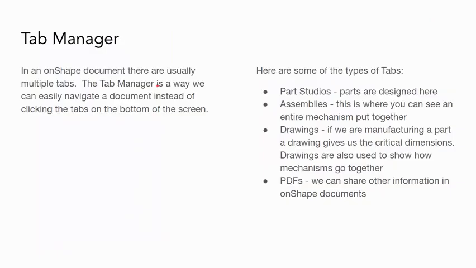And as I mentioned, a typical document has lots of different screens. Some of the tabs that we use are Part Studios. That's where individual parts are designed. There's assemblies, and that's where you can see the parts put together so you can see how the mechanism goes together. And then there's also drawings, which we use to have all the critical dimensions for when we're manufacturing something. We also include other things such as PDFs, and the PDFs allow us to keep stuff organized as well.